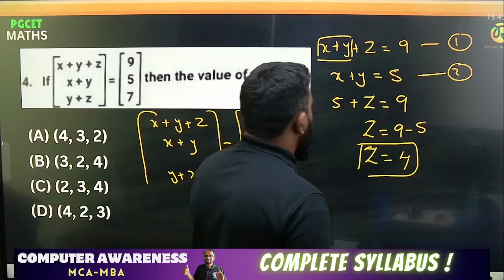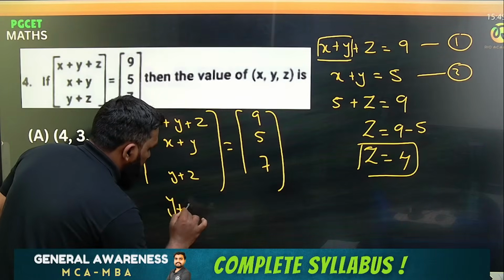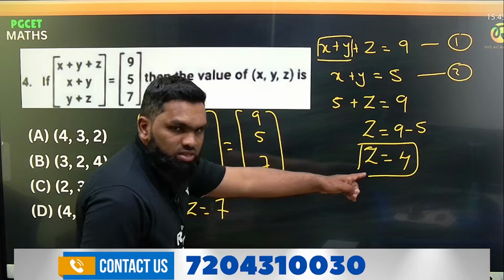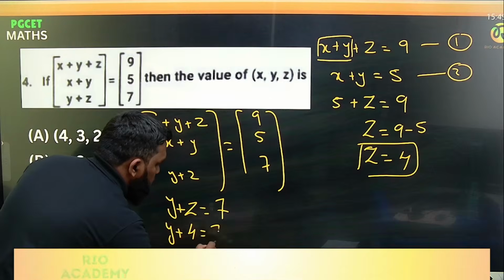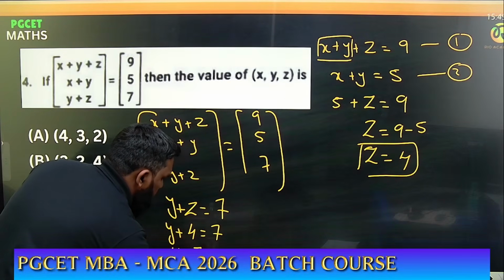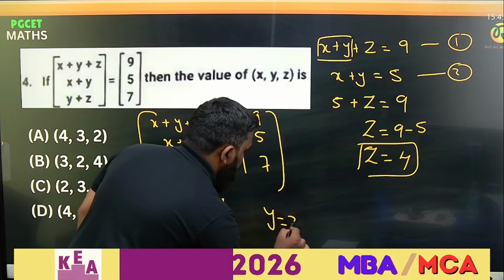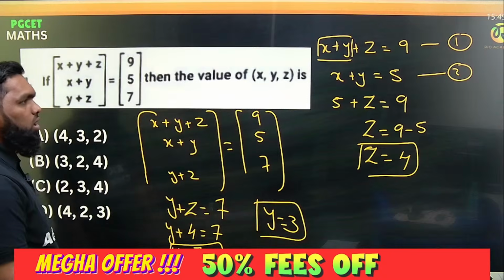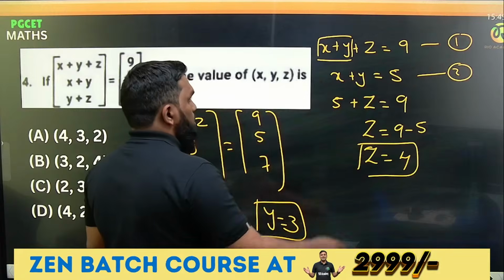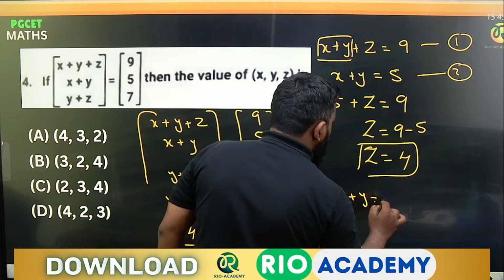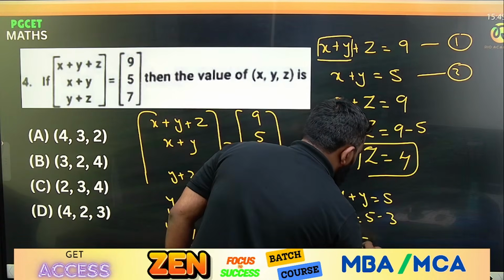In a similar way, you have to find the y value. Here we have y plus z is equal to 7. Now put z is equal to 4 in that condition: y plus 4 is equal to 7. Now y is equal to 7 minus 4. Now the y value will be y is equal to 3. To find the x value, you have to put that value in equation 2. That is x plus y is equal to 5. Now 3 shifts to this side: x is equal to 5 minus 3. Now x is equal to 2.